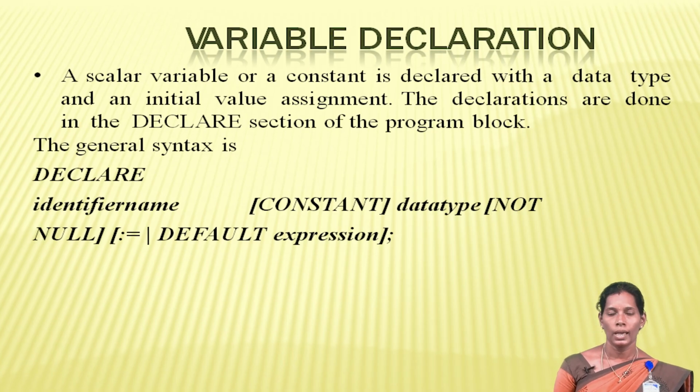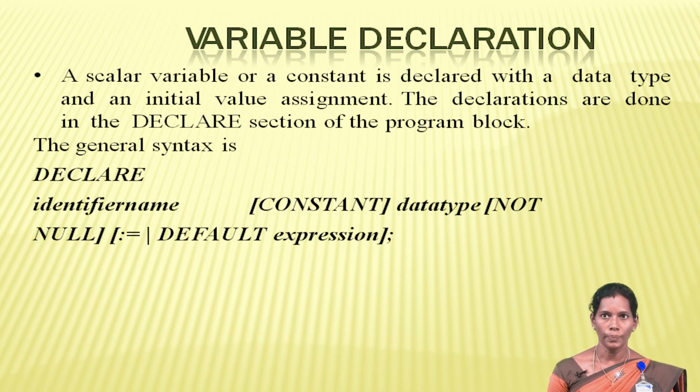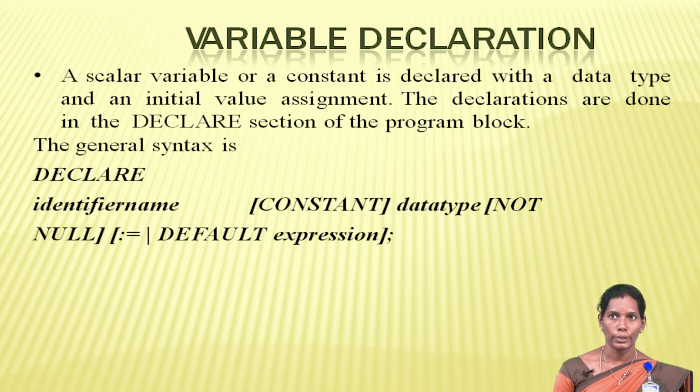Variable declaration. A scalar variable or a constant is declared with a data type and an initial value assigned. The declarations are done in the declare section of the program block. The initial value assigned for a variable is optional unless it has a NOT NULL constraint or is a constant. The constant and the NOT NULL type variable must be initialized. The general form is: identifier name, constant, data type, assignment operator or default, expression.